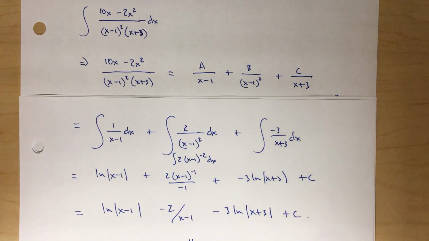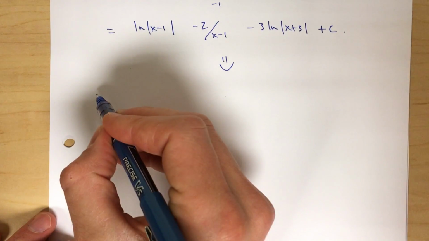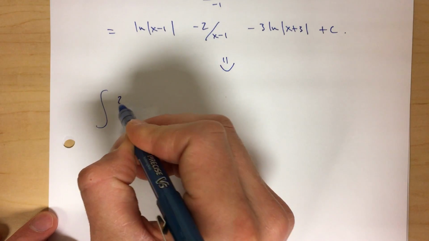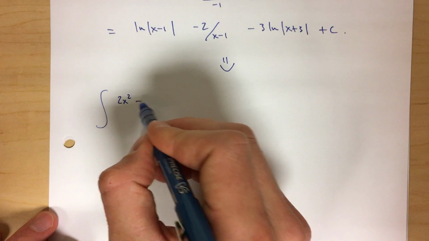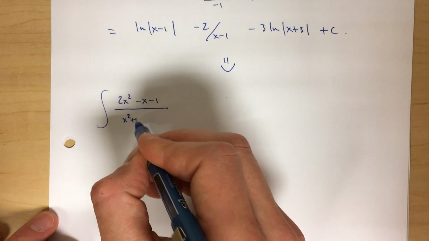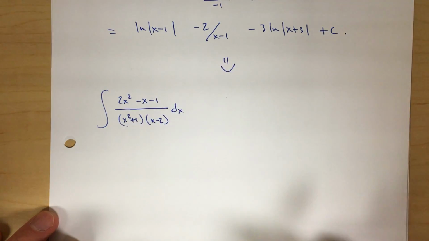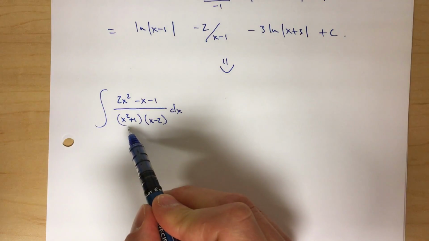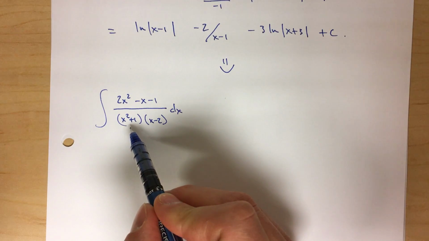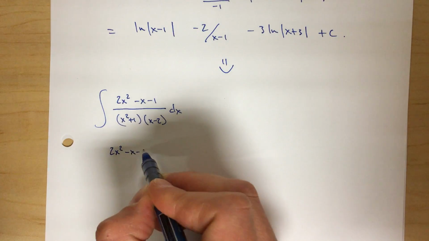Well, this is nasty. All right, let's try one more example, maybe two more if we have time. Some more partial fraction problems. What if you end up with 2x squared minus x minus 1 all over x squared plus 1 times x minus 2? In this case, we have a quadratic factor that can't be factored. So when that is the case, you need to set it up like this.